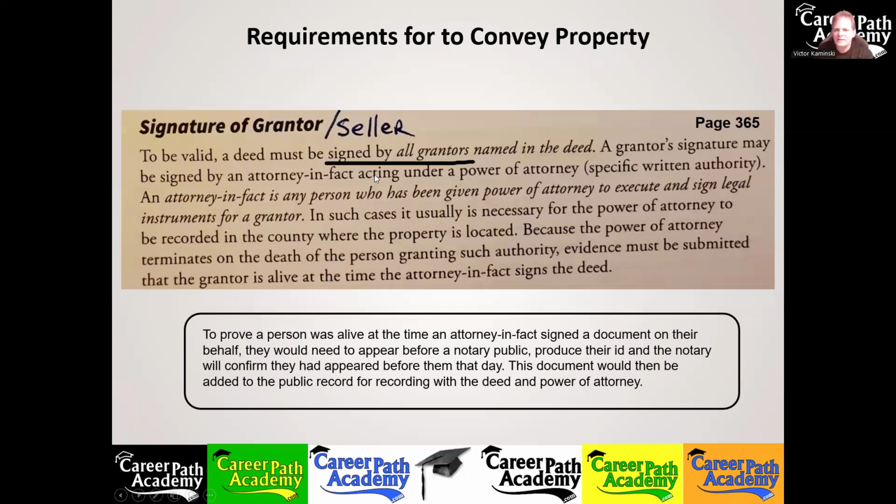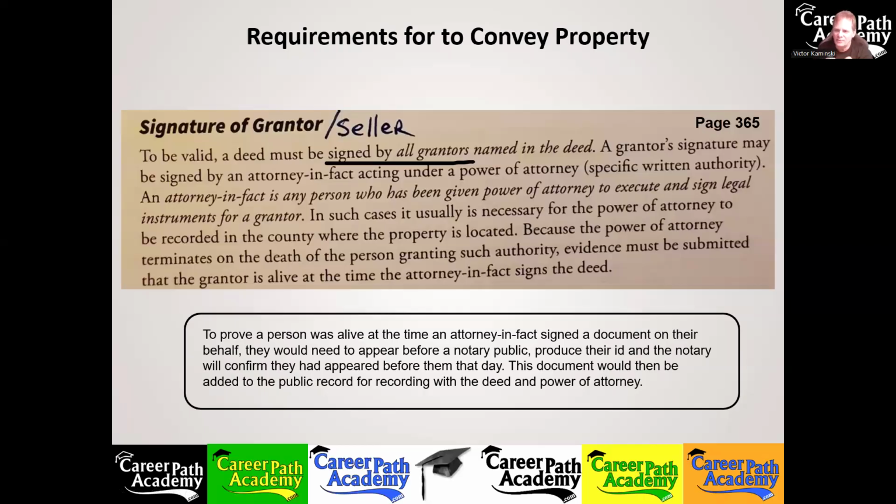Because of that, sometime after the day that these documents are signed, we need to prove that the owner was still alive at the time they were signed. The way to do that is to get the owner to appear before a notary producing ID, and then the notary confirms that this person has appeared before me today. Because if you appeared before me today, that means yesterday you were still alive, right?